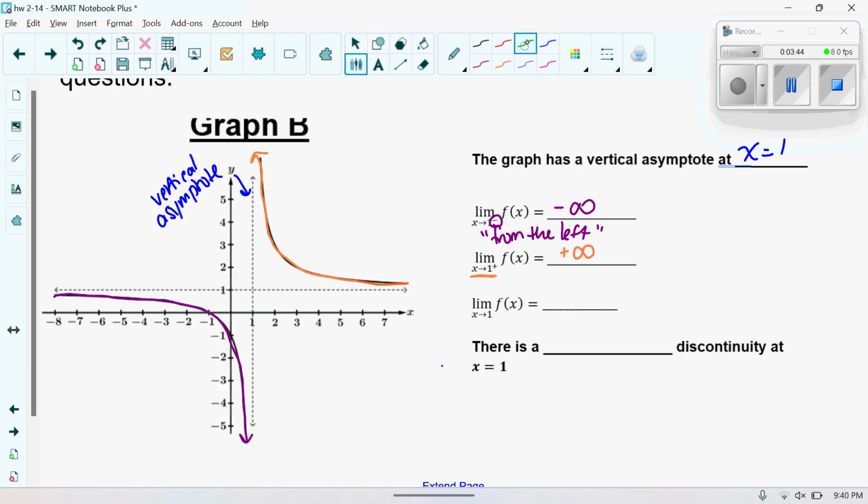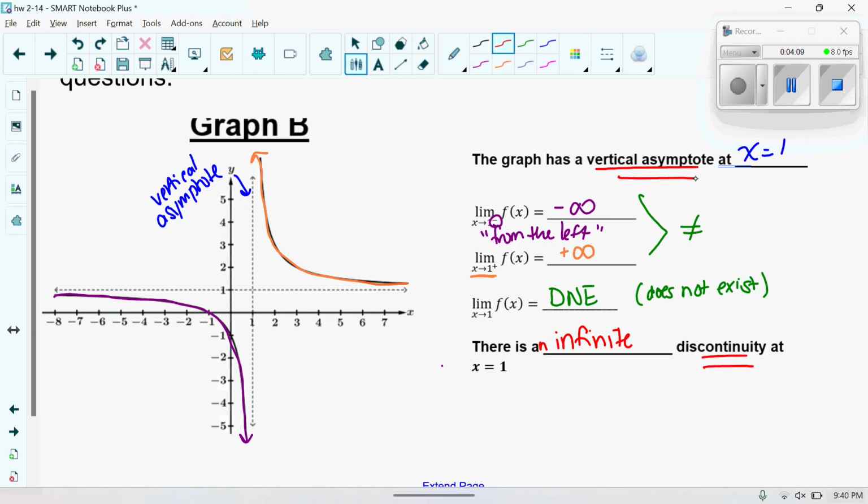So now my overall limit, these two are not equal, so my overall limit is DNE, also known as does not exist. And this is called an infinite discontinuity. So a vertical asymptote is an infinite discontinuity, which remember means it must be excluded from the domain.